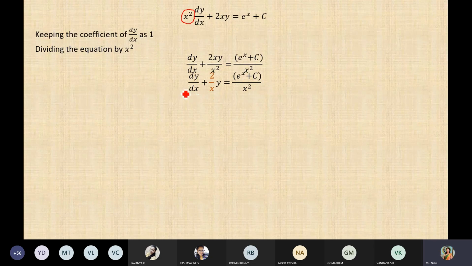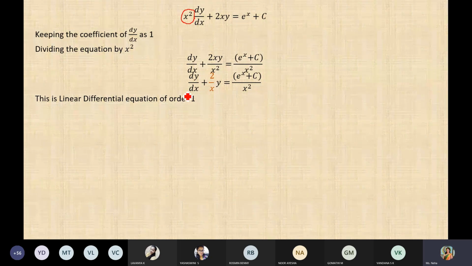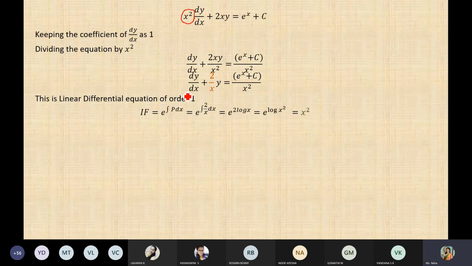Now this is which type of equation? Linear differential. Very good. Now this is a linear differential equation of order 1. So as soon as you get a linear differential equation, you have to find out your IF. Can you tell me what will be your IF, integrating factor? X square, ma'am. Very good. So integrating factor is equals to e to the power integral p dx.